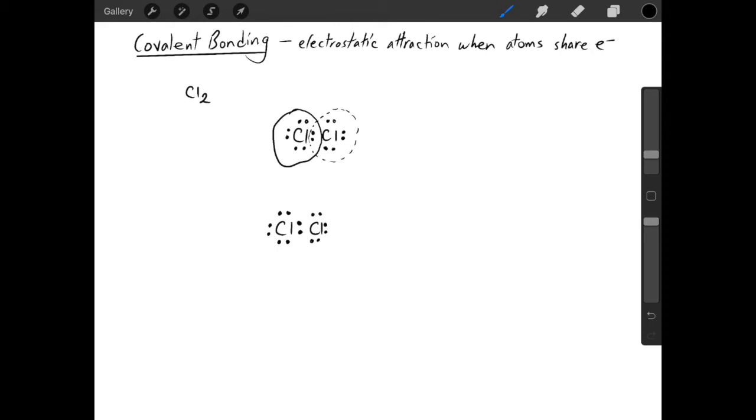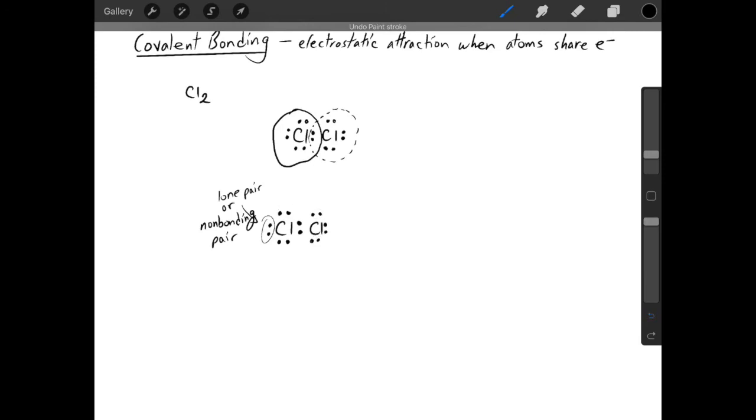And just like atoms, molecules can have lone pairs of electrons. And these lone pairs of electrons are also often called non-bonding pairs. The chlorine molecule, the Cl2 molecule, has 6 lone pairs. And the electron pairs that are between the atoms, that are shared between the atoms, are referred to as bonding pairs.